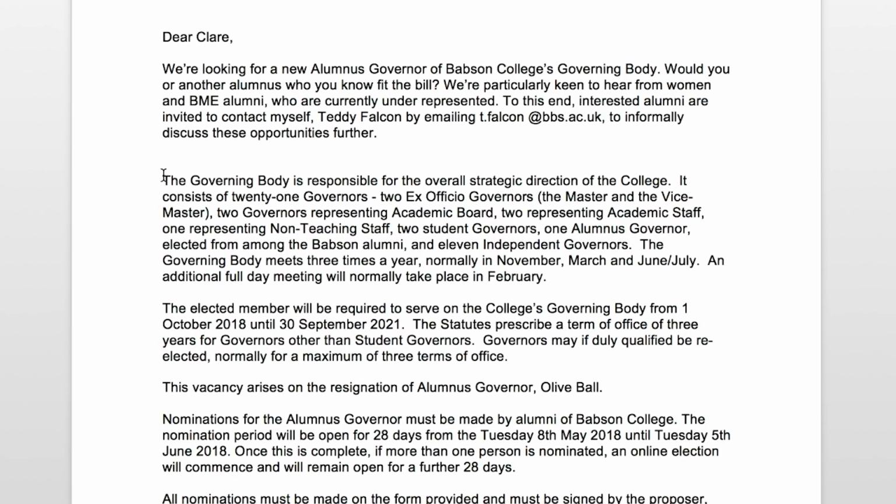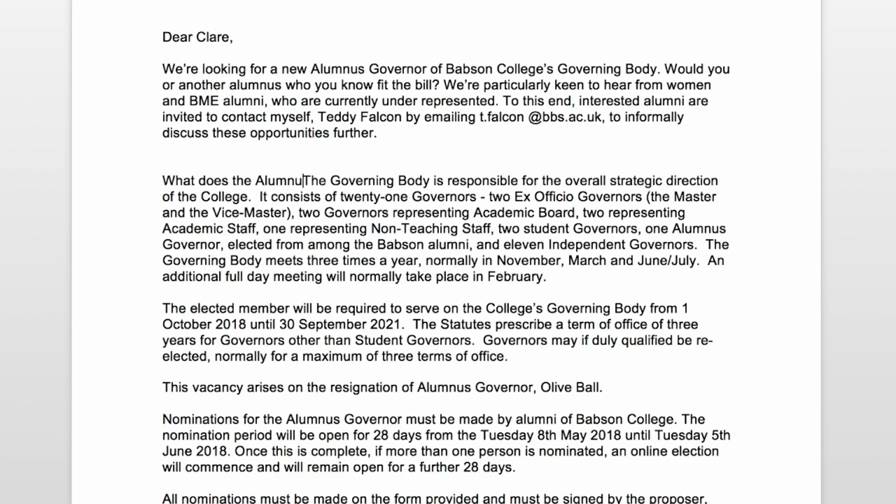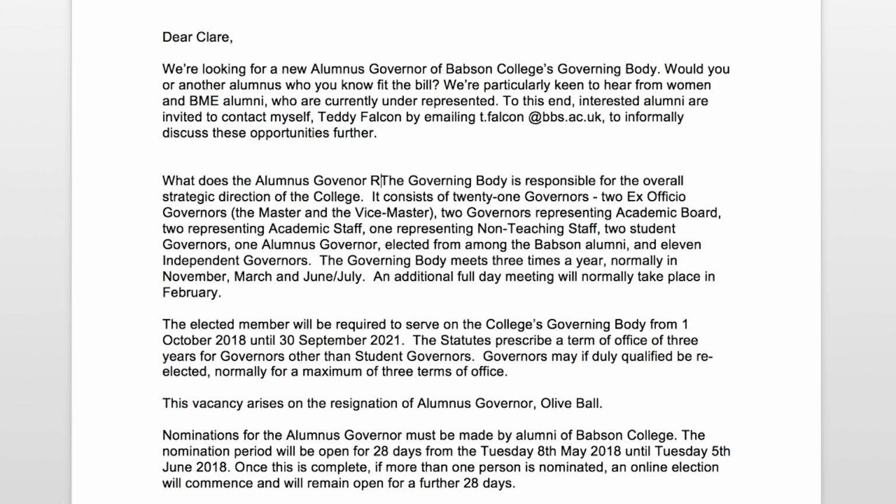So, yeah, next paragraph, this bit about who the governing body are and what they do, and it's all incredibly dull stuff about 21 governors, 2 ex officio governors, whatever that means, governors representing academic board. This is before I've even put myself forward. I'm being told who my potential colleagues are. I think it's more important to tell me what's going to be expected of me so that I can decide whether I want to make that commitment. So I'm going to start this section. I think the next thing the reader might be interested to know is, well, what does the alumnus governor role involve?